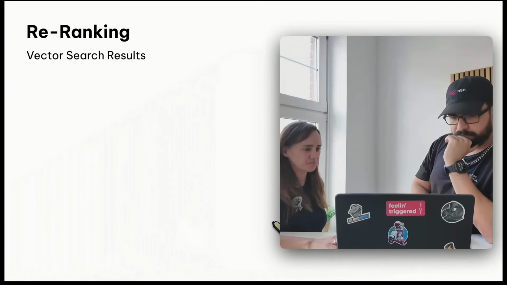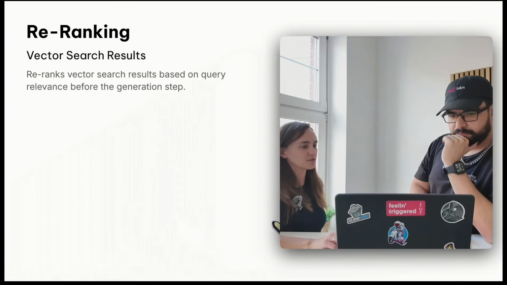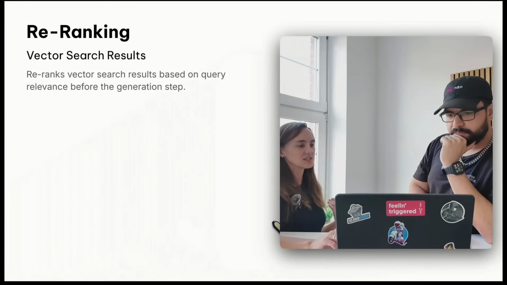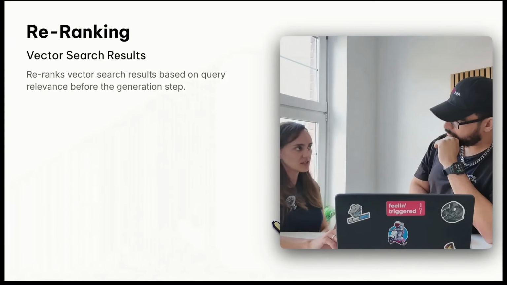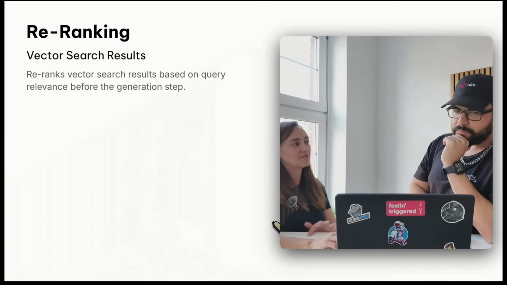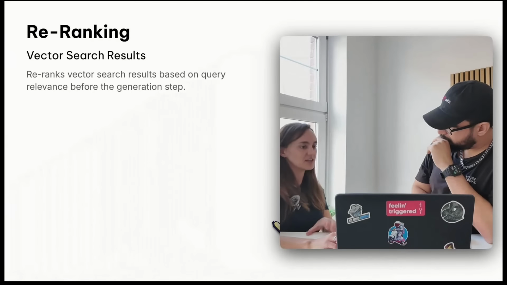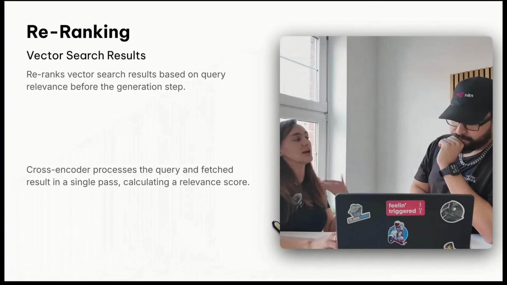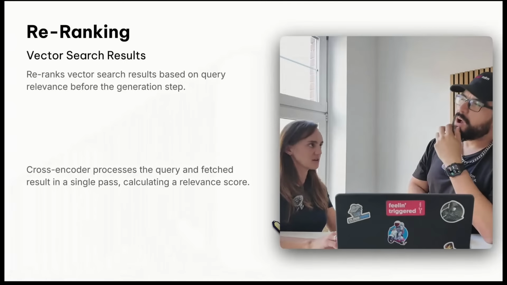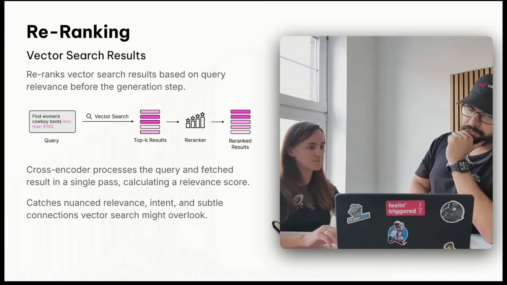Finally, we come to re-ranking your vector search results. Basically, this is a different type of model coming in after the fact, after the context, after the results have been retrieved. We're feeding that data into a different type of model that is ranking these against each other.